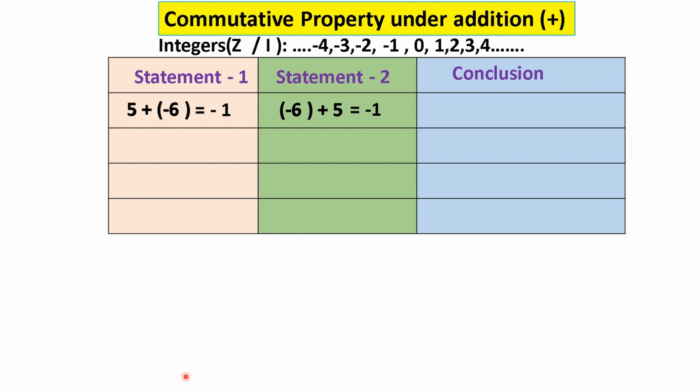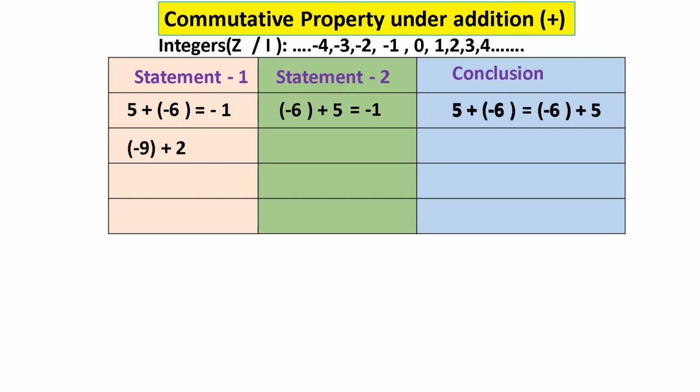Here we observe plus 5 plus minus 6, we get minus 1, and minus 6 plus 5, we also get minus 1. Here in statement 1, we have the same answer, minus 1, and in statement 2 also the same answer. So now the conclusion is 5 plus minus 6 is equal to minus 6 plus 5.